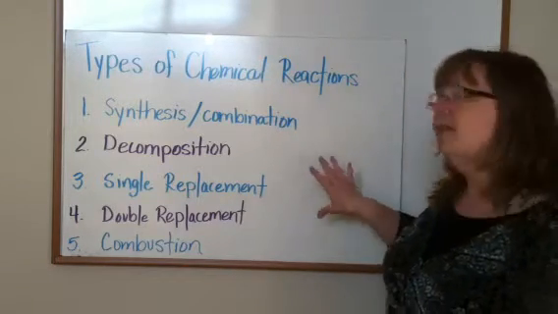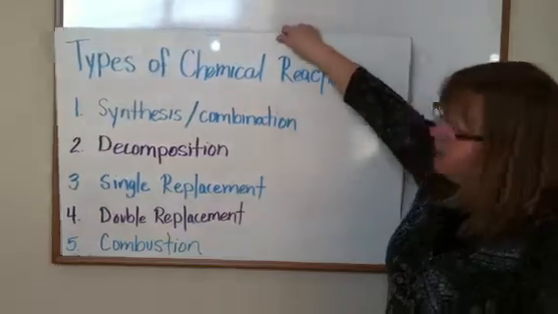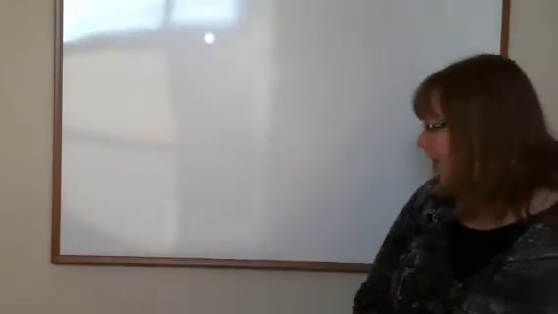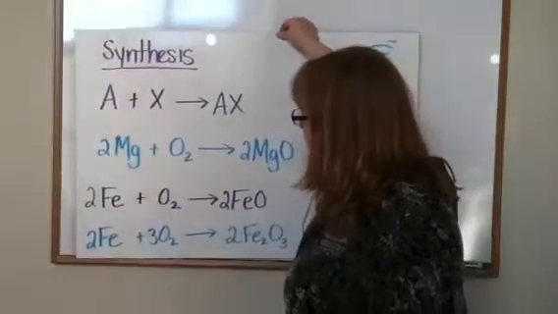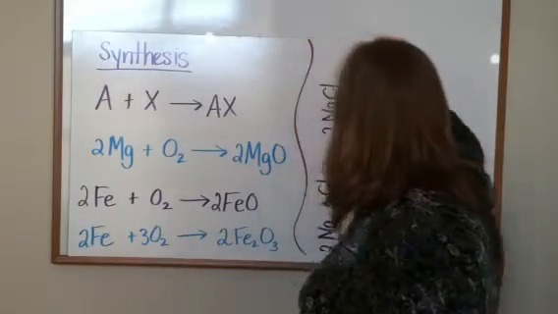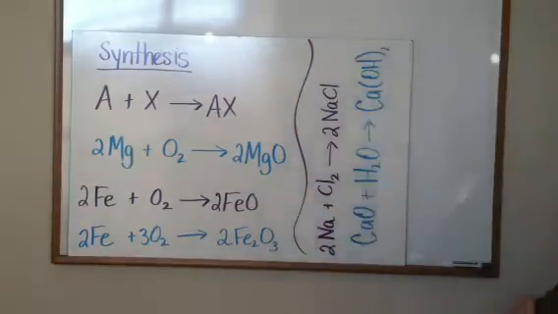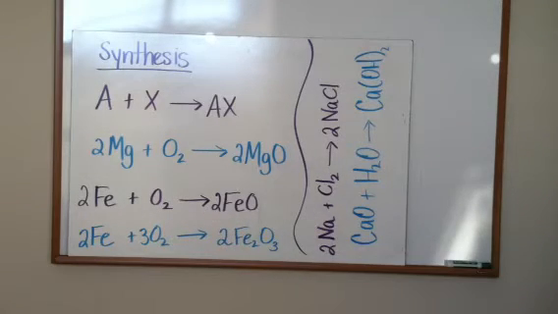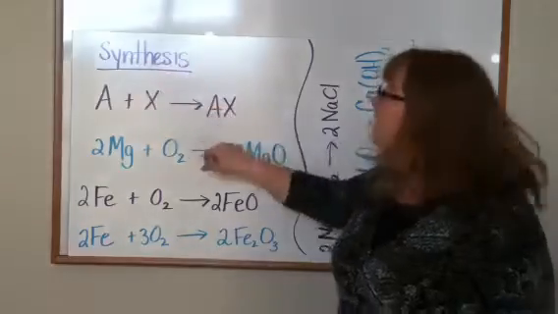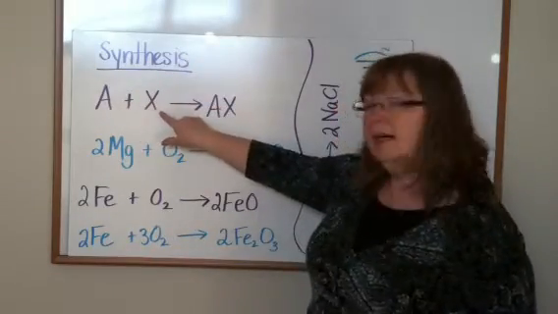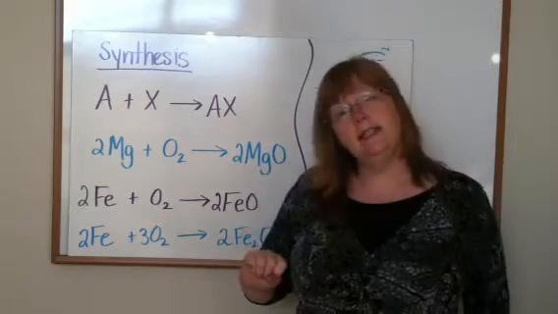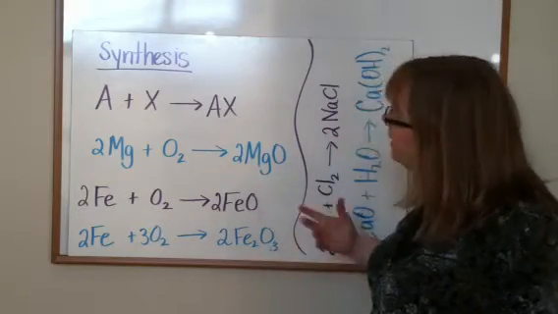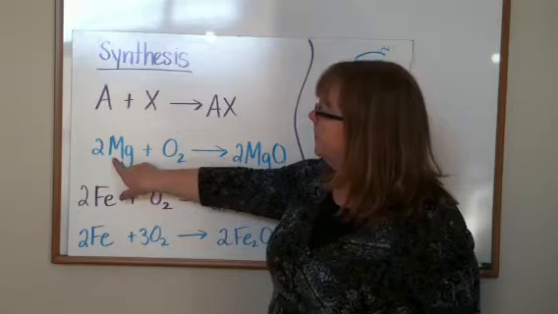All right, so we're going to try to classify chemical reactions. So let's go ahead and start with our synthesis reactions. And just as the name implies, synthesis, we are making something from 2 other things. And it could be 2 or more things. So here, just a general formula, we have A plus X, and then they're going to come together to form AX. That's a synthesis reaction. So let's have a look at a few examples.